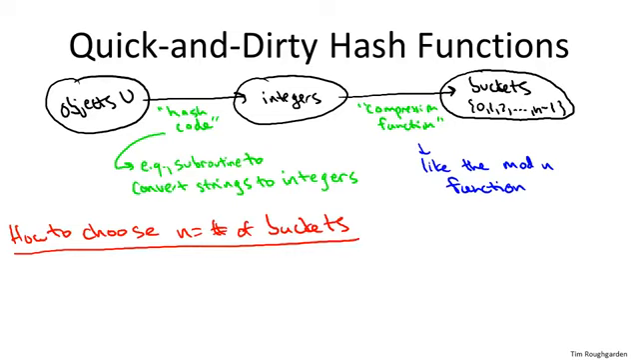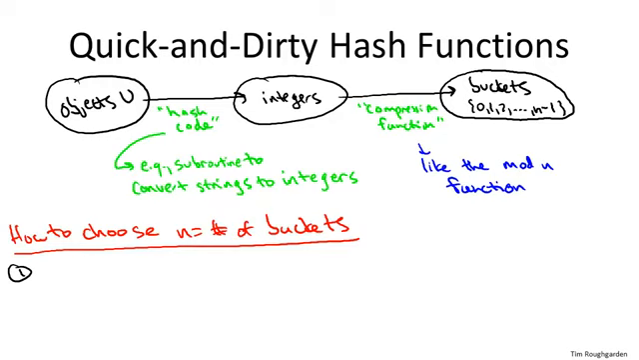And honestly, this is a pretty simplistic method. Like I said, this is a quick and dirty hash function. So no matter how you choose the number of buckets n, it's not going to be a perfect hash function in any sense of the word. That said, there are some rules of thumb for how to pick the number of buckets, how to pick this modulus, so that you don't get the problems that we saw on the previous slide.